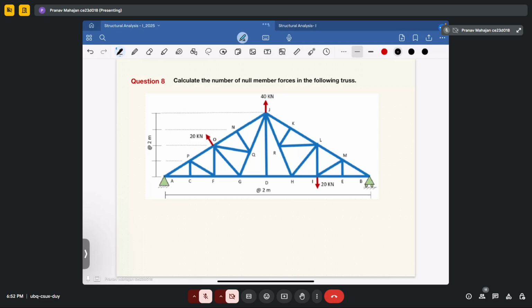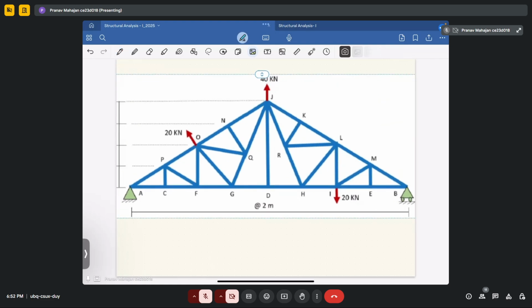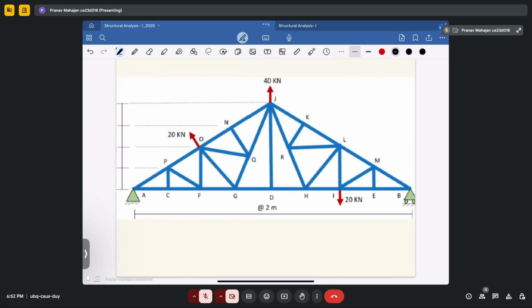Okay. So first of all, please see this diagram carefully. I am zooming in this diagram. So in this, two forces are collinear. One is AC, another is CF. Okay. So two forces are collinear. That means the third force which is coming out in this member will be equal to zero. Okay. So I have made one member to be equal to zero here.